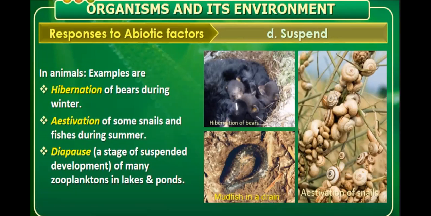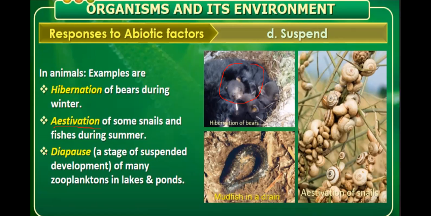In animals, an example is hibernation of bears during winter. This is also called winter sleep. Bears sleep because they cannot maintain a constant body temperature, so they slow down their metabolic activity and go for hibernation. That is also known as winter sleep. Estivation occurs in some snails. These snails get estivated during summer. So estivation of some snails and fishes happens during summer. These fishes are estivating in mud, and these are branches of trees, plants.